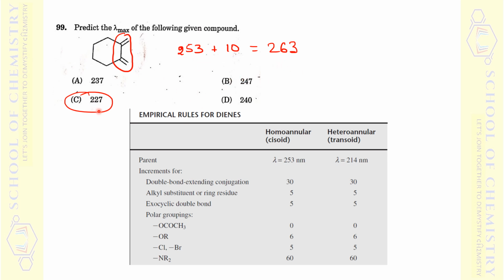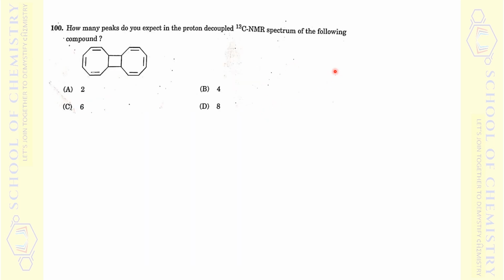So I think they have given this based on a transoid system, with a base value of around 214, and in that case it would come not to 227 exactly. 214 plus 10 would come to around 224, right? But the answer should have been 263, yet grace marks were not awarded, and I don't know on which rules they asked this question. If we go with Woodward-Fieser rules, I would consider 263 to be the correct answer, which is not given here.